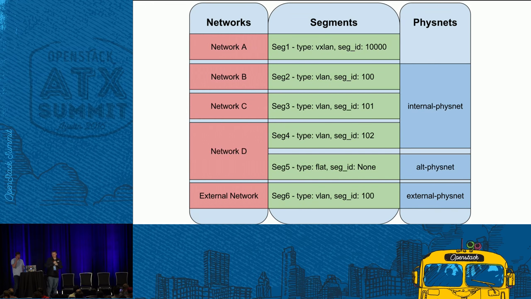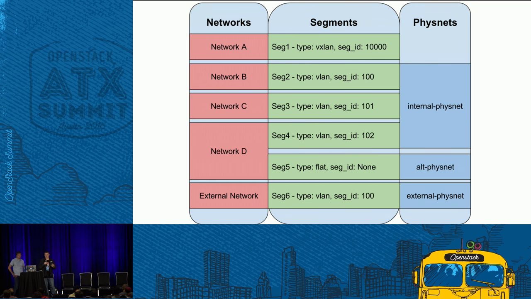So here, this diagram just shows how everything fits together. We have the networks on the left-hand side. These are the user-facing constructs. They don't see any of the segments or physnets or anything like that. Network A is a VXLAN-based network, so it has one segment associated with it of the type VXLAN, and it has a segmentation ID of 10,000, and that means the VNI will be 10,000 on all the VXLAN packets that it's sending around. And since that's an overlay protocol, it has no corresponding physnet.